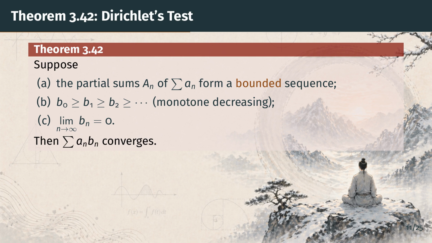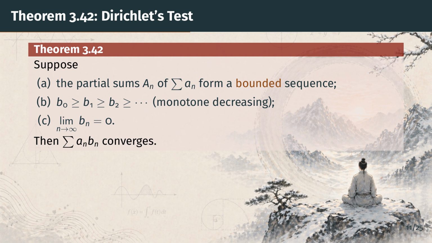Here is our first and most important application, often called Dirichlet's test. Notice the hypotheses. We do not require that the series sum of a sub n converges. We only require that its partial sums capital A sub n stay bounded. The second sequence, b sub n, must be monotone decreasing and must tend to 0. Under just these conditions, the series of products converges. This is striking, because neither factor alone need give a convergent series.